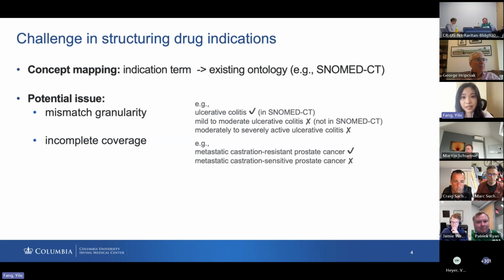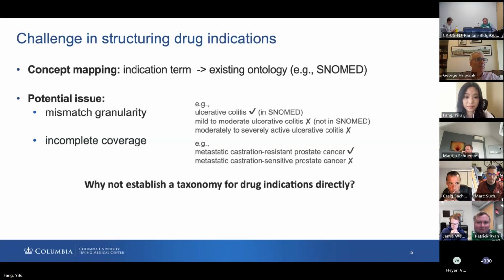Another issue is incomplete coverage. This refers to cases where an ontology includes a concept for the sibling term of the target indication, but does not have a semantically equivalent term for the target indication. Here is an example. We can find a semantically equivalent concept for metastatic castration-resistant prostate cancer, but we failed to do so for metastatic castration-sensitive prostate cancer. So although existing ontologies facilitate various concept mapping applications, they still have limitations in accurately and comprehensively normalizing indication concepts. These lead us to think, why not establish a taxonomy for drug indications directly?